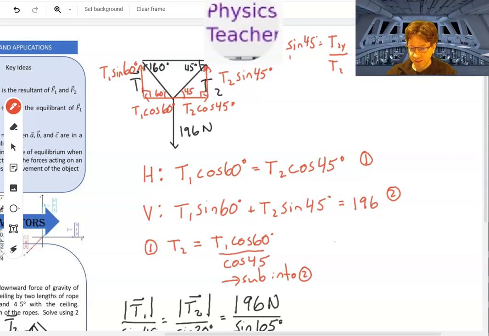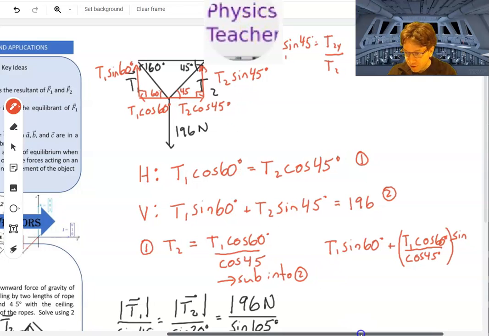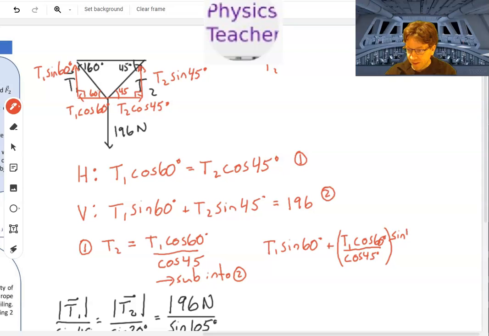And when I do that, in equation 2, I get T1 sine 60 plus T2, which is what I'm going to substitute this in for, which is now T1 cos 60 all over the cos of 45. Just running out of room here. Times by the sine of 45. Flip the screen over. There we go. Times by the sine of 45 will equal 196. So I just substituted this into here. And now I have one equation with one unknown, just T1.